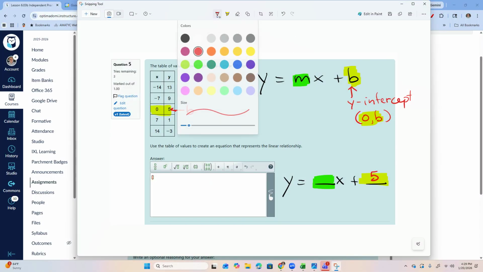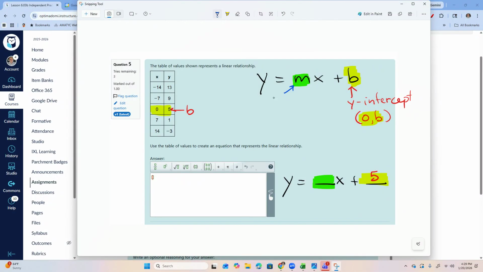Now I'm going to find m, the slope. And the slope is rise over run. How do you find that from the table? I'm going to pick the first two rows. So I'm going to find out how much these two numbers are changing. That's called the rise. So using the calculator, 9 take away 13, I get negative 4. Then I'm going to do the same thing in between these two here, and that's called the run. So negative 7 take away negative 14, I get positive 7.